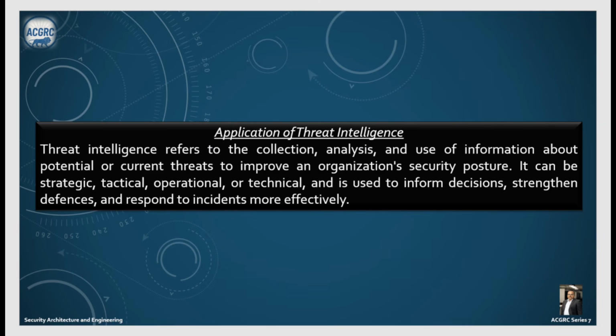Application of threat intelligence. Threat intelligence refers to the collection, analysis, and use of information about potential or current threats to improve an organization's security posture. It can be strategic, tactical, operational, or technical and is used to inform decisions, strengthen defenses, and respond to incidents more effectively.